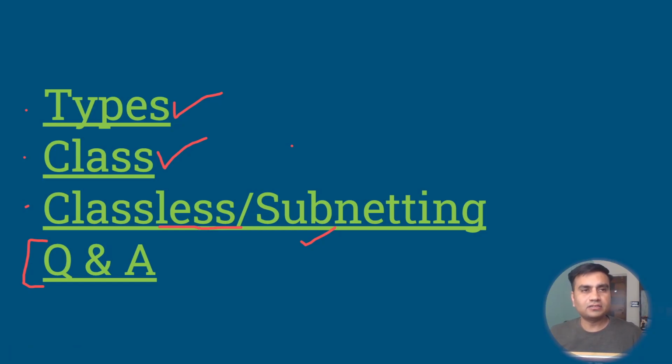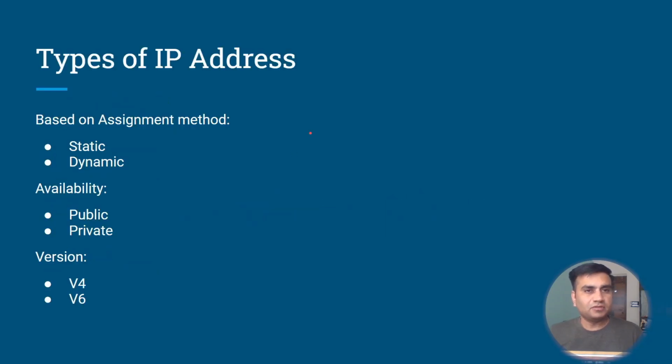So let's get started with the first concept, which is what are the types of IP addresses. There are several things based on which we can decide what type of IP address it is. First is the assignment method. When a server is booting up, whether that server is assigned a fixed IP address or a dynamic IP address. A fixed IP address is something which, if you assign to a server, will not be changed. The server will keep that IP address for a very long term. Those types of IP addresses are called static IP addresses.